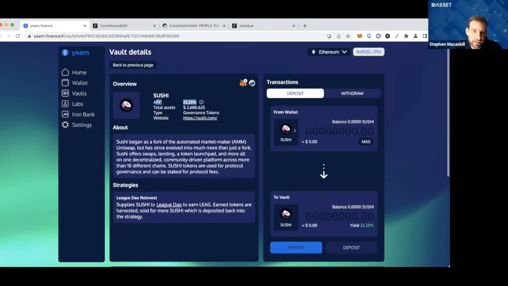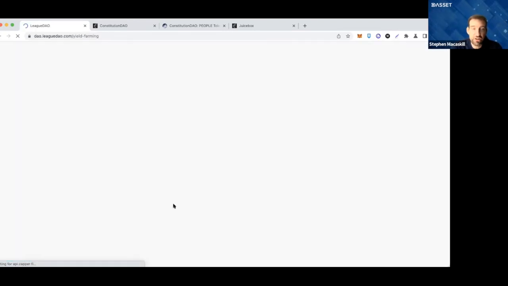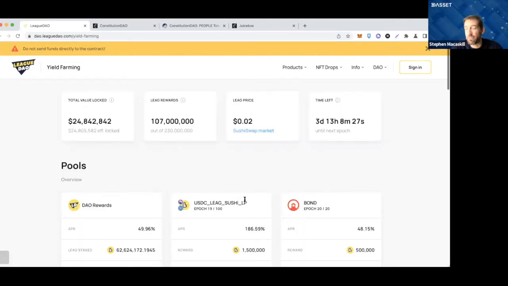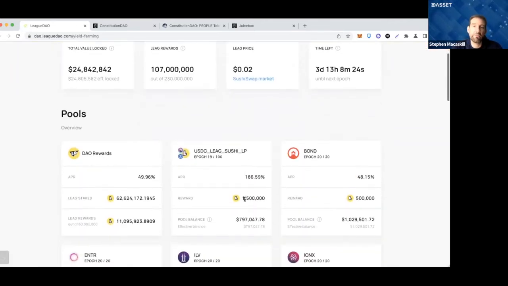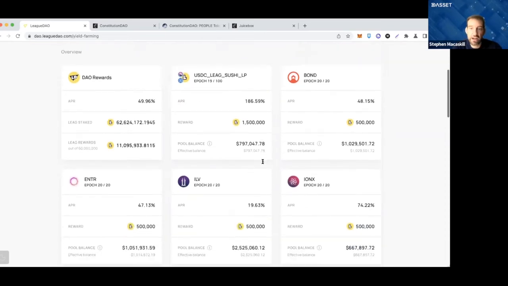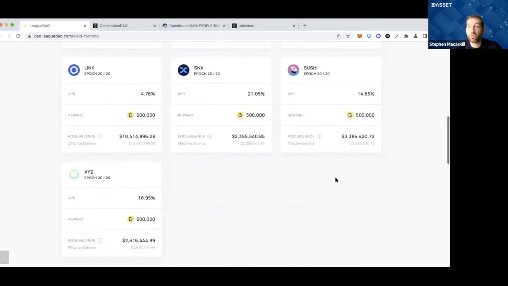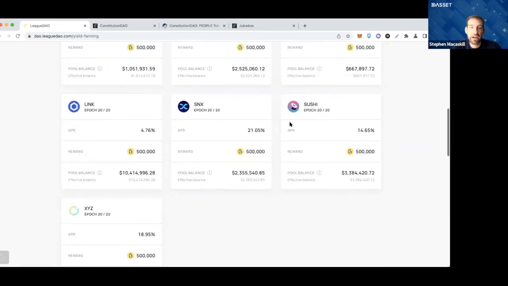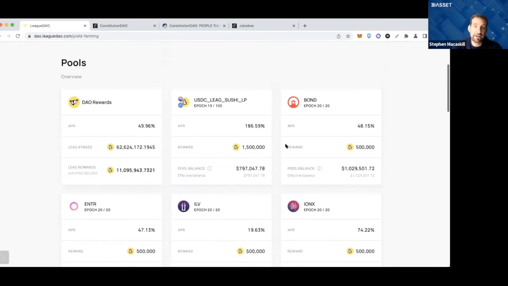So they're investing Sushi into what they call the League DAO. And I assume League DAO is something like a decentralized exchange. So you can do some due diligence on League DAO, because you are essentially depositing into their smart contracts. The governance, the people behind the governance of Yearn, will have done due diligence on this. But you also would want to do due diligence yourself, because they're essentially depositing into another smart contract, which could have its own vulnerabilities.